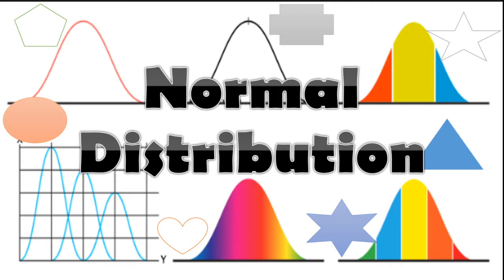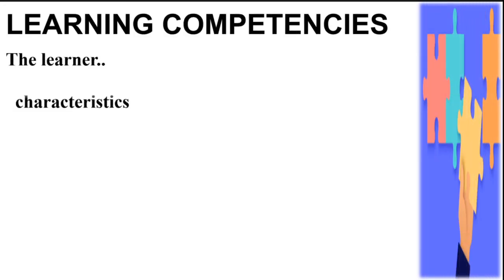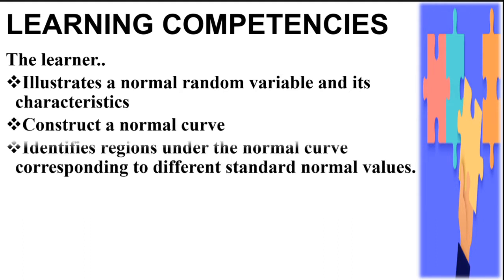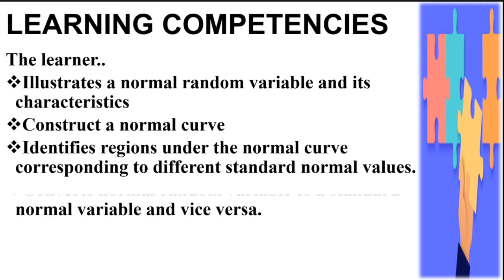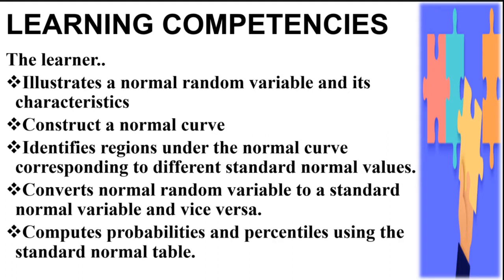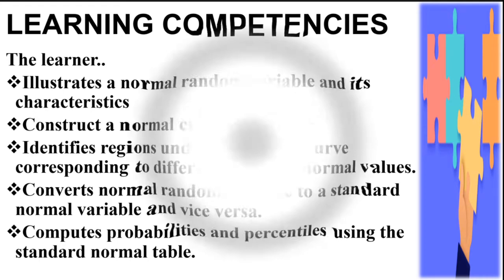But first, let us know the different learning competencies for this subject. The learner shall be able to illustrate the normal random variable and its characteristics, then construct a normal curve, then identify regions under the normal curve corresponding to different standard normal values. Fourth, convert a normal random variable to a standard normal variable and vice versa. Lastly, compute probabilities and percentiles using the standard normal table.